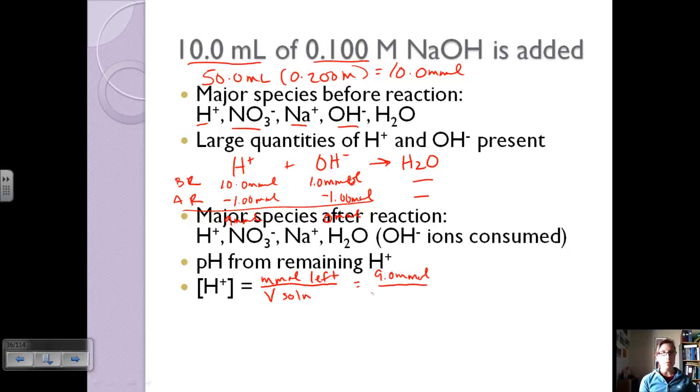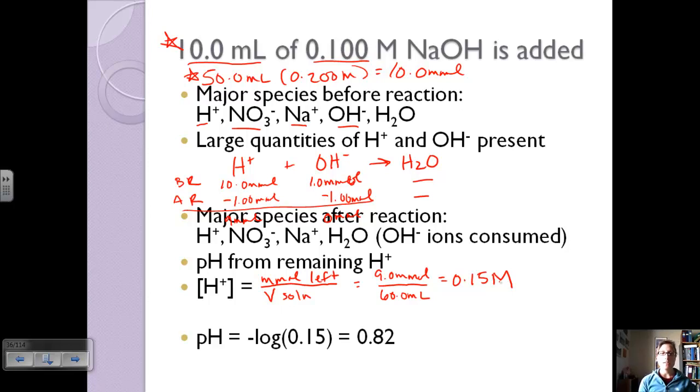And now we want to look at the total volume of solution. Well, we had 50 milliliters from the nitric acid, and we had 10 milliliters from the sodium hydroxide. So that gives us 60 milliliters total. Now we could convert to liters and do moles, but this is so much easier, and they're both base of 1,000, so it works out to be the same. So this gives us 0.15 molar for our concentration of H+, and then we can use that to determine our pH. And so our pH is negative log of that 0.15, which gives us 0.82.